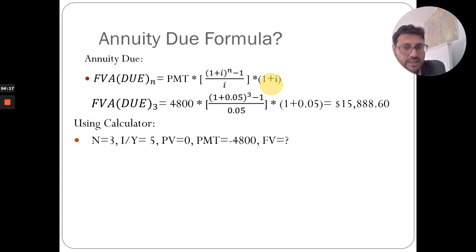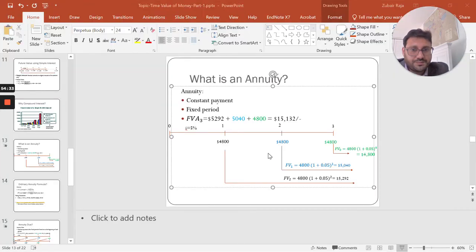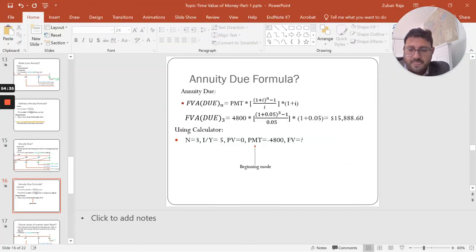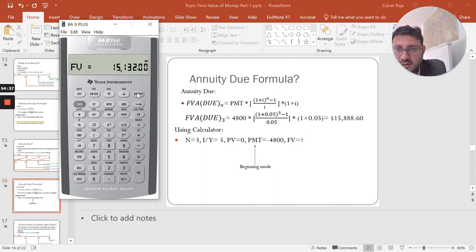Now, how to do it on the calculator? The only thing we have to do is change the payment mode. So instead of the end mode, which is usually the default in the calculator, we have to change it to the beginning mode and then find the future value. So let's go back to the calculator, right?